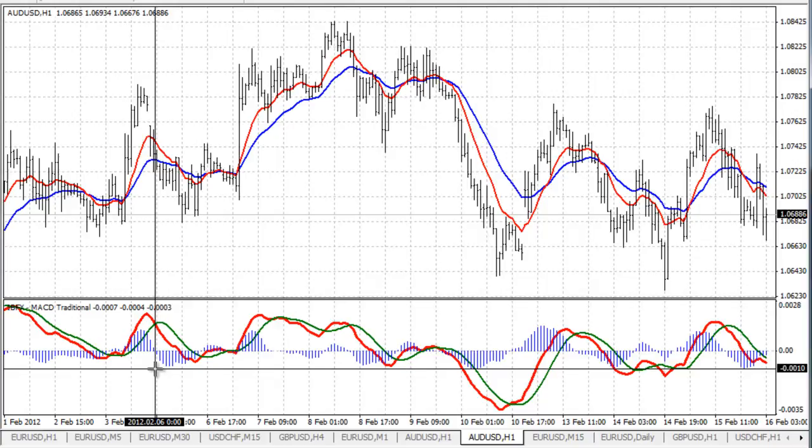So when the histogram is narrowing, it suggests that a crossover is approaching. If the histogram is widening, that implies an ongoing trend that is potentially getting stronger.